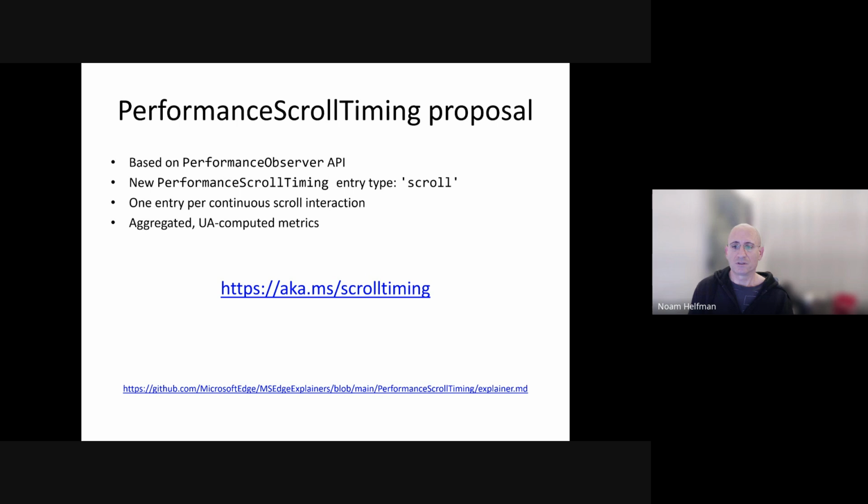So the proposal is published in GitHub. There's a short link for it. It's based on the Performance Observer API, introducing a new performance scroll timing entry that can be observed with the scroll entry type.